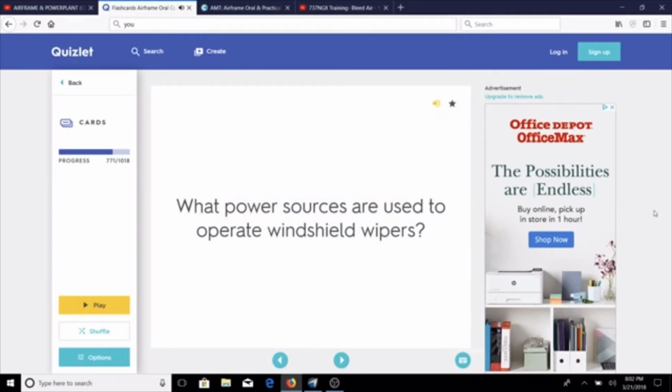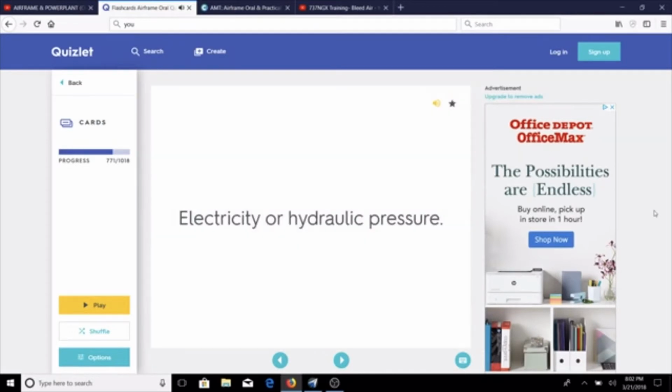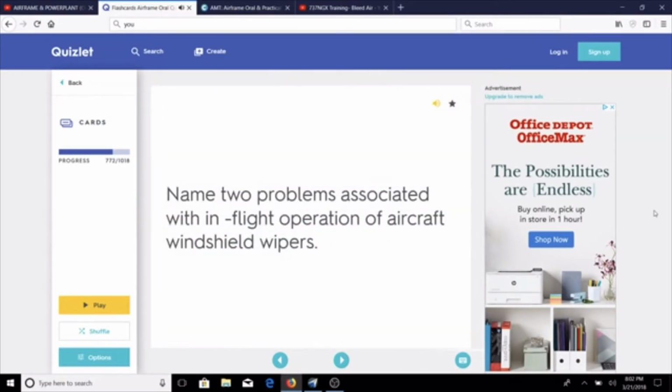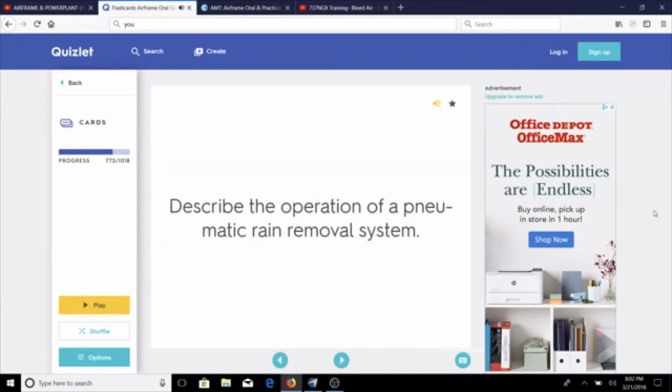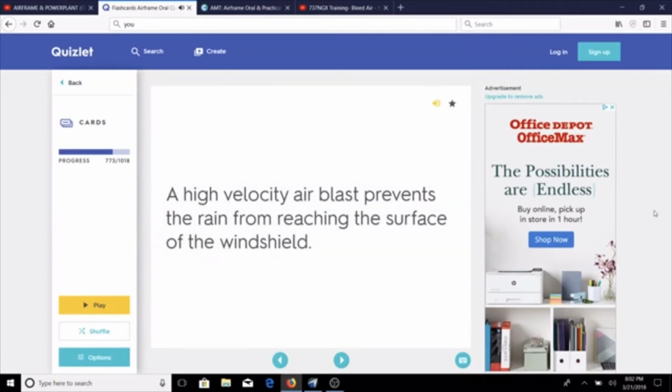What power sources are used to operate windshield wipers? Electricity or hydraulic pressure. Name two problems associated with in-flight operation of aircraft windshield wipers. Insufficient blade pressure caused by aerodynamic forces and failure to oscillate fast enough. Describe the operation of a pneumatic rain removal system. A high-velocity air blast prevents the rain from reaching the surface of the windshield.